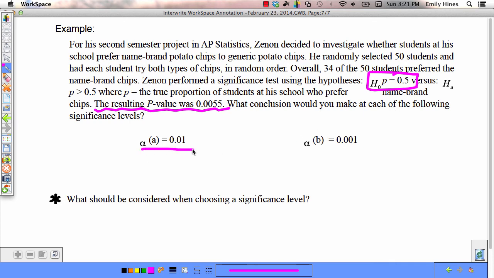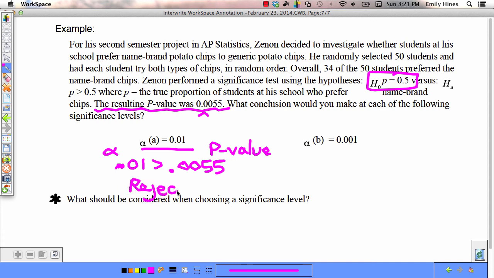If our alpha level here is 0.01, I need to say which one is larger. Here, 0.01 is larger than 0.0055, which means alpha is larger than my p-value, which means I'm going to reject the null and choose in favor of the alternative, which means I have convincing evidence that the true proportion of people at Xenon's school who prefer name brand chips is larger than 0.5.